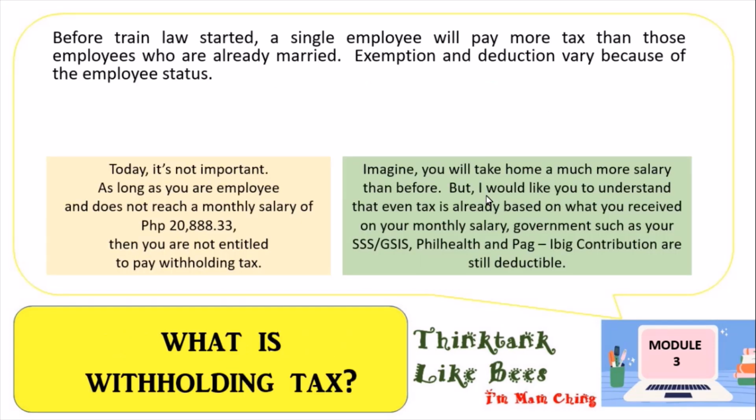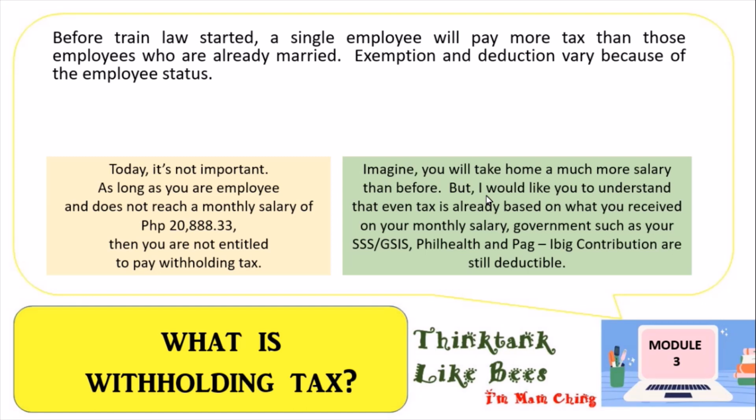Before the law was started, a single employee would pay more tax than employees who were already married. So exemption and deduction varied because of the employee's status. But today, it is not important anymore. As long as you are an employee and do not reach a monthly salary of 20,833.33 or 250,000 per year, then you are not required to pay any withholding tax. So imagine you will take home a much higher salary than before.